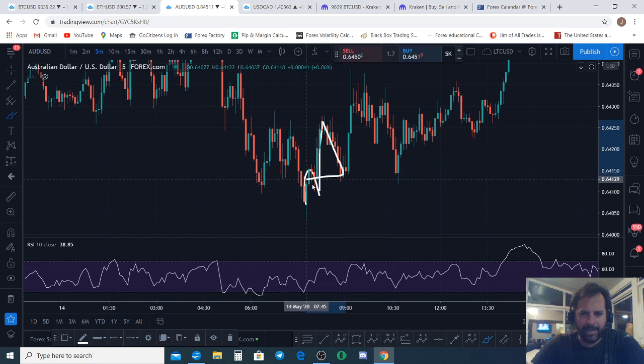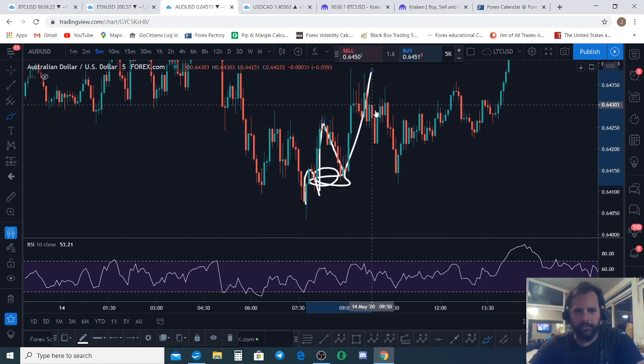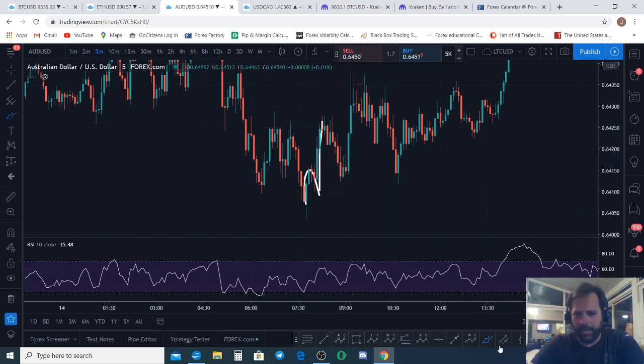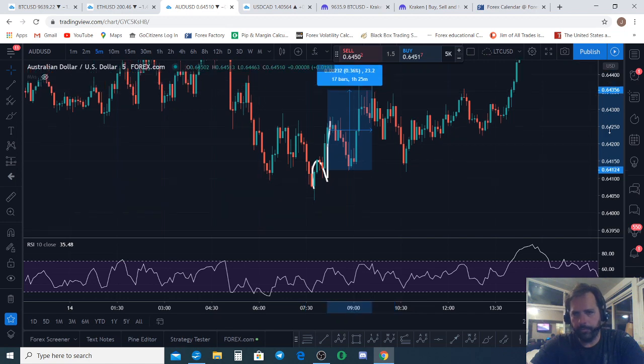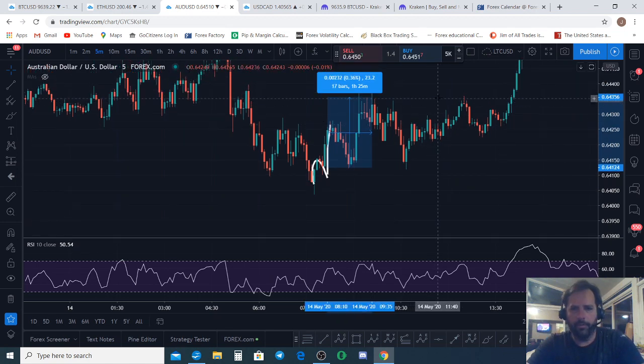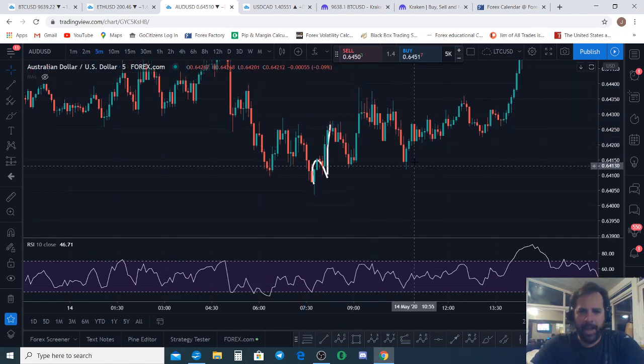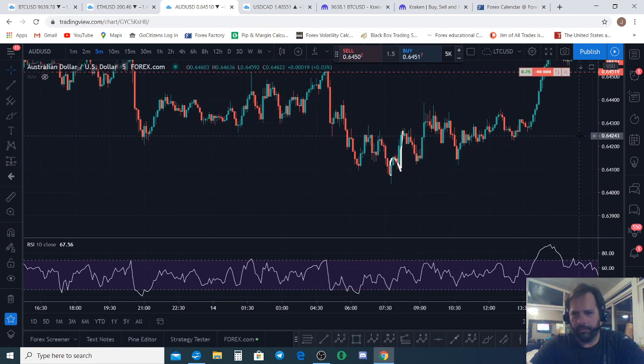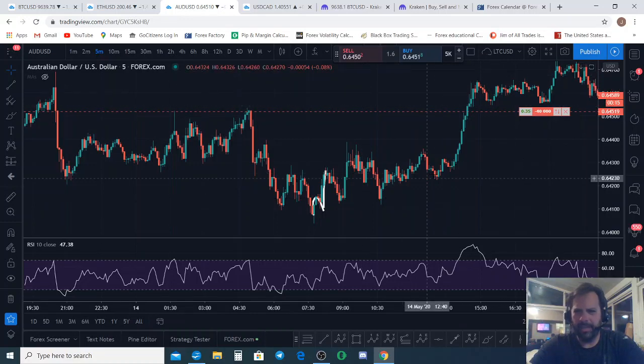This one came back, tested your entry, and then boom, it was off to the races. And so this trade, if you held on to it, gave you 25 pips or so. It came back to retest that entry point again, and then it was really off to the races here, guys. It was really, really off.